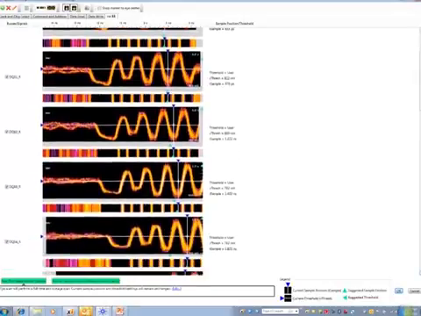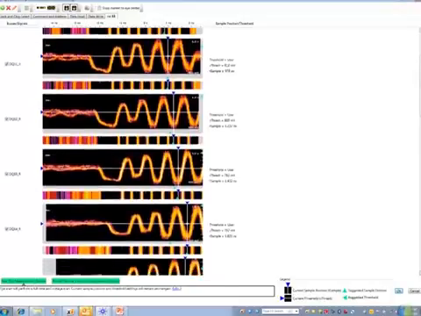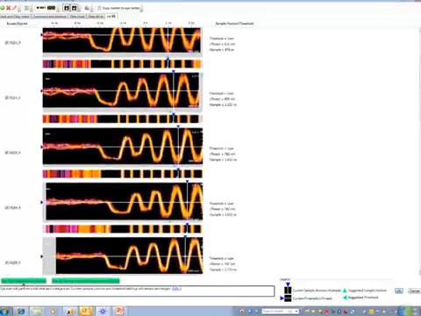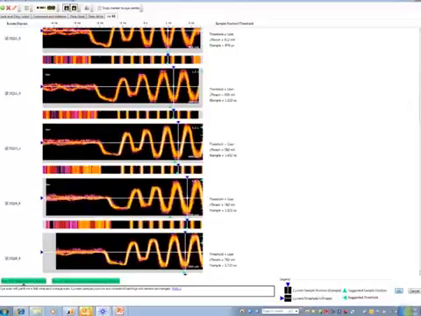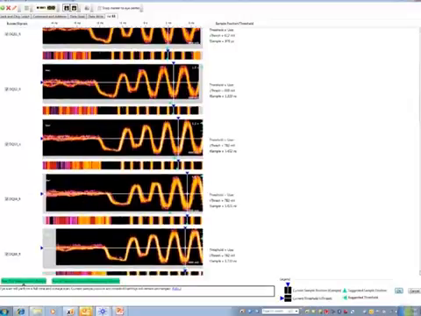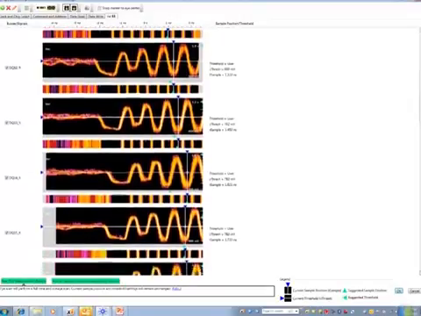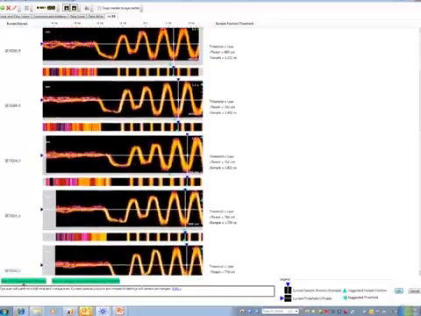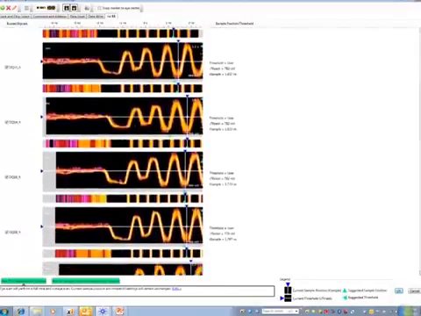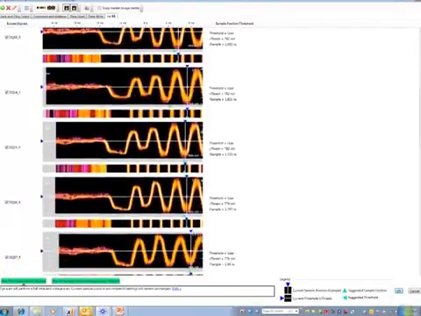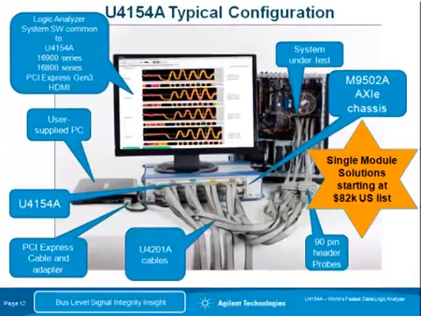So we scroll through all of the strobes and have an excellent view of the behavior, and the tendency for them to go over to the right is the flyby routing. And here we go through all 8 strobes and have easy comparison. To obtain signal integrity insight, the typical U4154 configuration is shown on this slide.